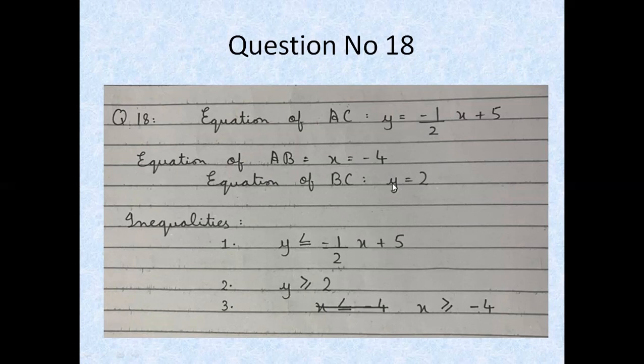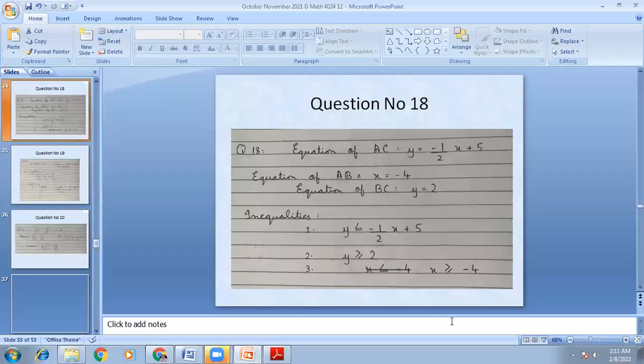Because the shaded area is above the line y equals 2, I will write y greater than or equal to 2. The crocodile's mouth is towards the y because the shaded area is above this line. x equals minus 4 is a vertical line. Because the shaded area is on the right side of this line, the crocodile's mouth will be towards the x. So x is greater than or equal to minus 4. So these are the 3 inequalities which you have to write.